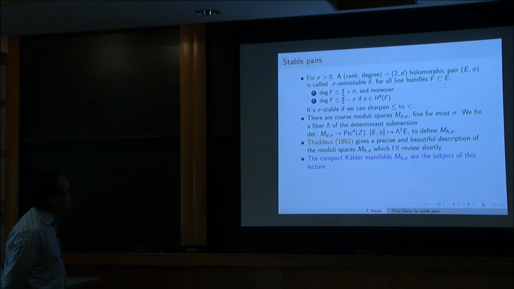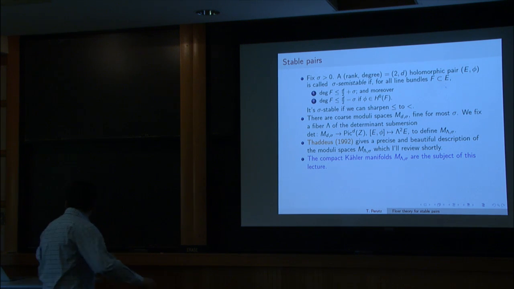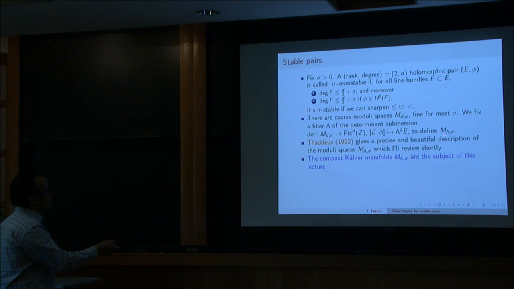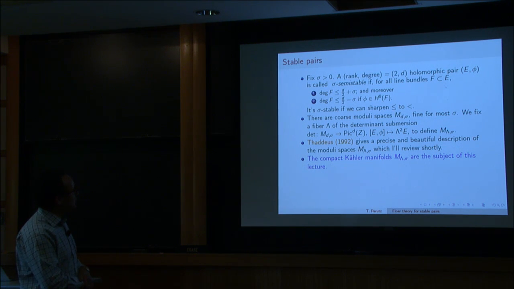It's convenient to fix the determinant of our vector bundles. So what I'm going to do is fix some holomorphic line bundle lambda of degree d, and insist that lambda 2 of E, the exterior square of E, is isomorphic to lambda. Okay, so that defines this space M_{lambda,sigma}. It depends on this line bundle lambda, but mostly only on its degree and on sigma.